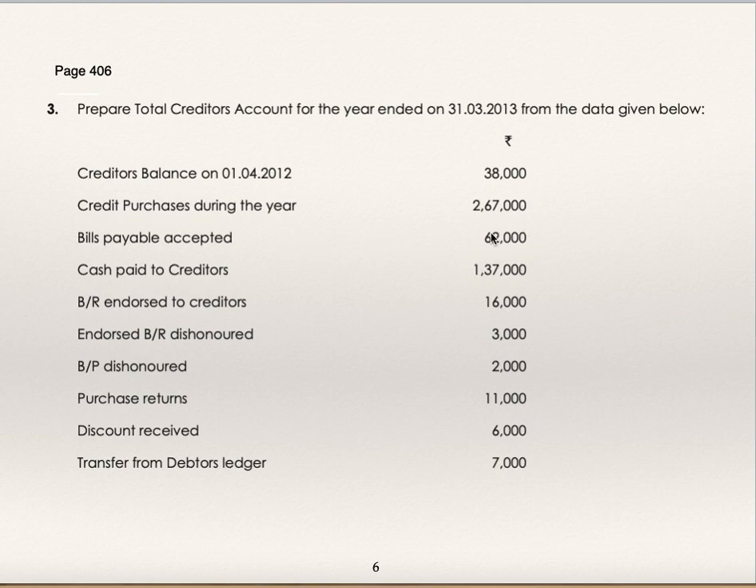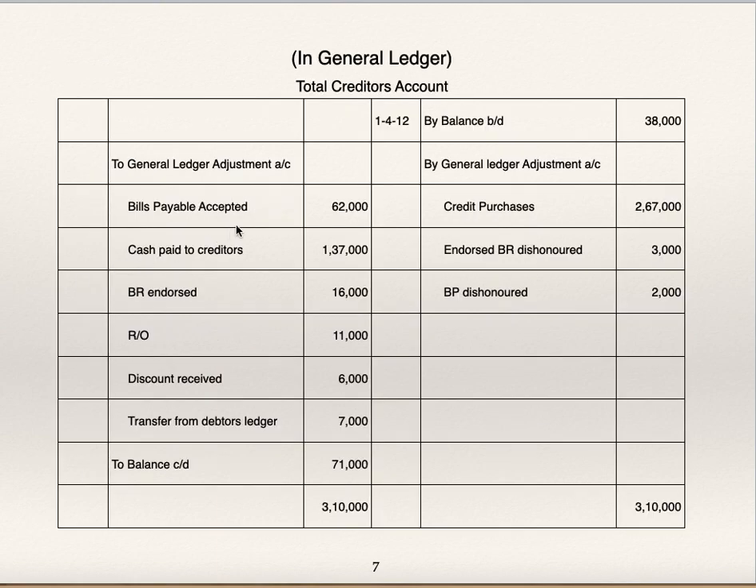Bills payable accepted 62,000. Cash paid to creditors 1,37,000. BR endorsed to creditors 16,000. All these three to be debited to creditors account, because of this, creditors balance reduces, it goes down. Bills payable accepted 62,000, cash paid to creditors, and BR endorsed.